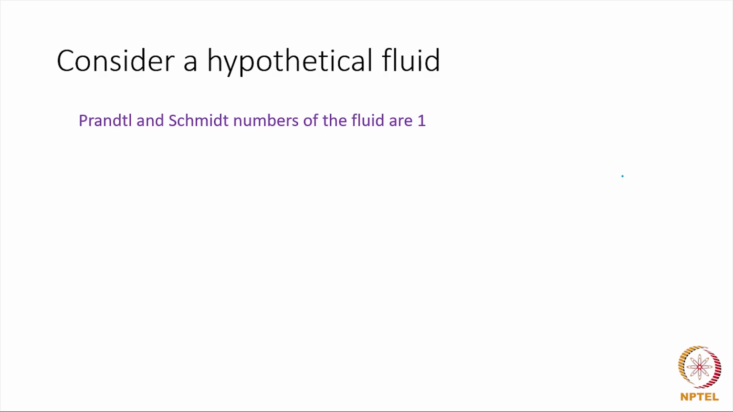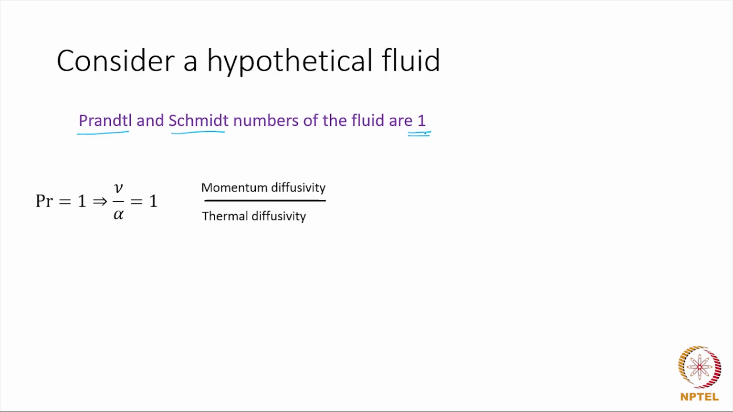For that analysis we will consider a hypothetical fluid. Why we say hypothetical is because we want to have the Prandtl number and the Schmidt number as 1. Naturally both these quantities, Prandtl number and Schmidt number, are properties, which means that this analysis is applicable only for such a fluid which happens to have these two numbers at 1. And Prandtl number equal to 1 implies that nu by alpha is 1. So let us look at the definition of Prandtl number. It is nothing but the ratio of momentum diffusivity to thermal diffusivity.